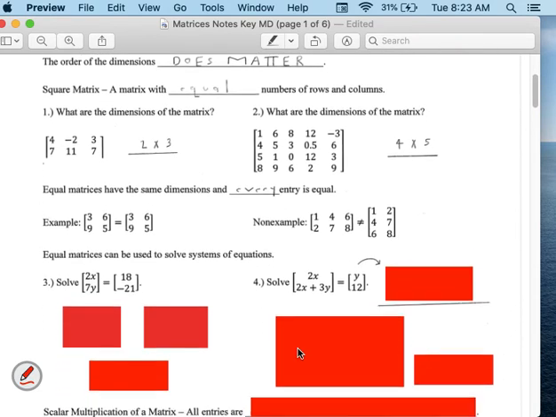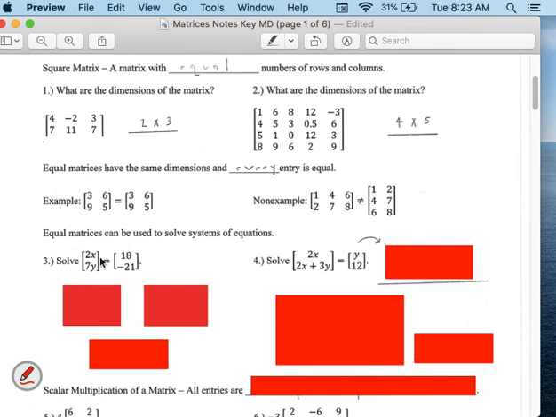So we can use matrices to solve systems of equations. So that's where this is kind of tying back in. It's a nice way to organize the details, okay? So noticing here on example 3, we have 2x, 7y equals 18, negative 21. And so if I wanted to set these equal to each other, 2x must equal 18. And 7y must equal negative 21.